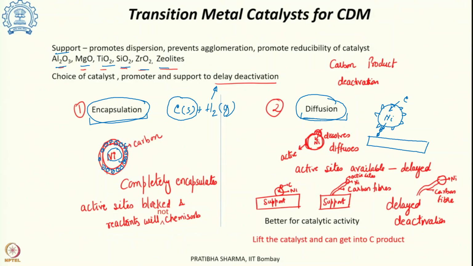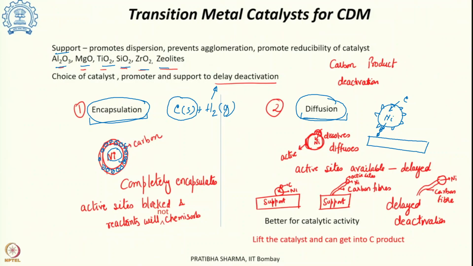So we may allow the diffusion process rather than the encapsulation process. We have to design in such a way that the diffusion process will be higher, but encapsulation of carbon on the nickel catalyst will be lower. If the carbon is encapsulated over the nickel catalyst surface, no active site will remain open and it will not participate in the reactions and the efficiency will be less. This is the simple thing.